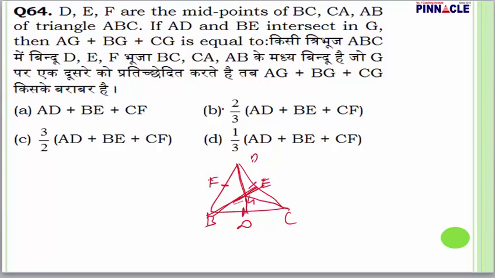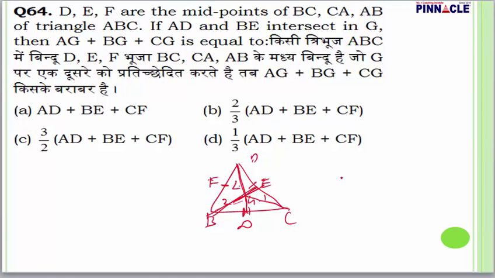Now, you can consider it as an equilateral triangle also, for simplicity. In that you will find, or in any triangle you will find 2:1, 2:1. So it should be equal to 2 plus 2 plus 2, that is 6.